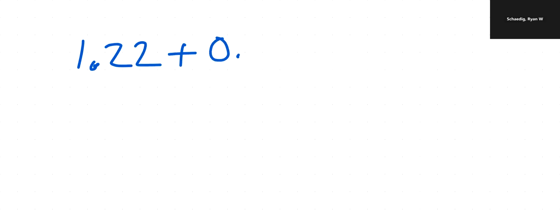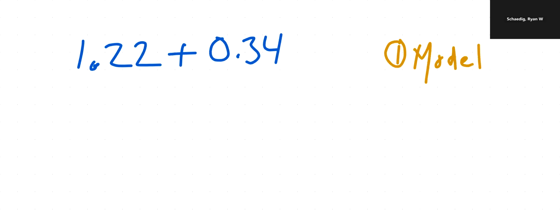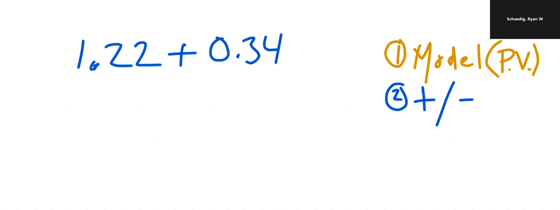Okay, so I love steps, so let's talk about steps. Step one, we are going to model what this looks like, and that's with place value, PV. We're going to model, and then we are going to, in this case, add. I guess maybe we should say add or subtract based on the operation, and then we will actually have an answer. Okay, so let's go ahead and dive into this.